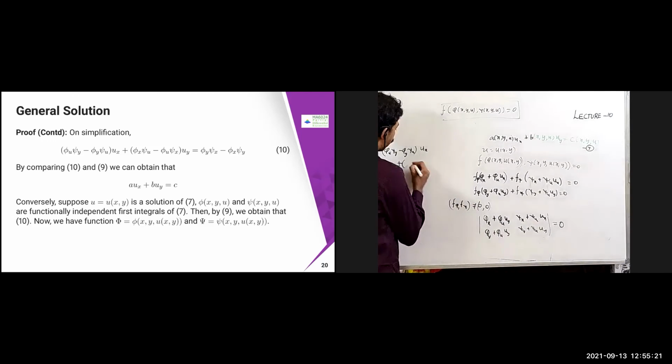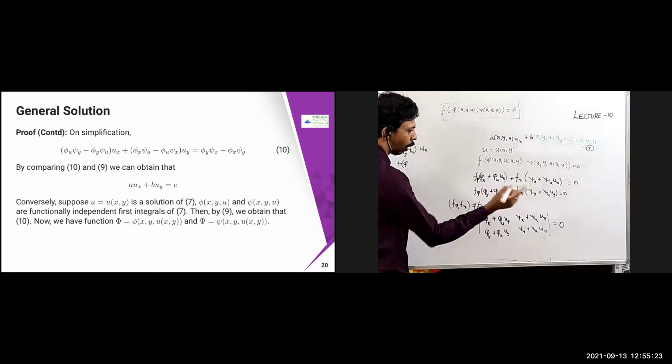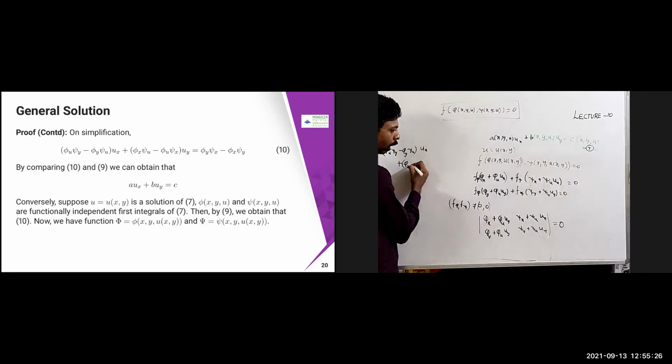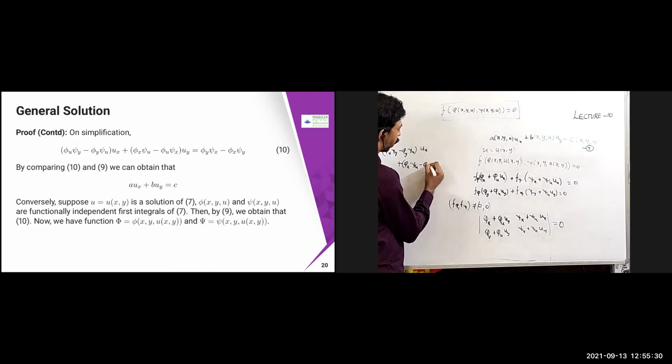Similarly, you can get the other one, pi y. This I simplified already, so this one as it is: pi x into psi u minus pi u into psi x. The remaining things are going to be on the other side. So you are going to get pi y into psi x minus pi x into psi y.